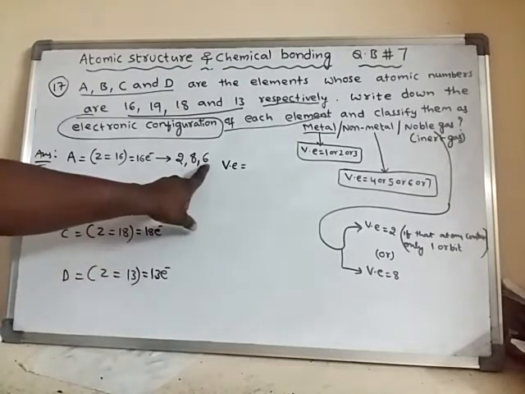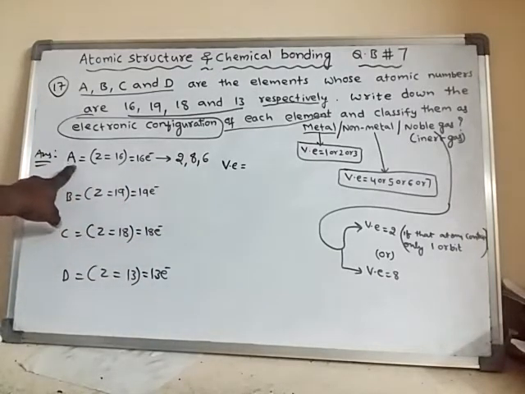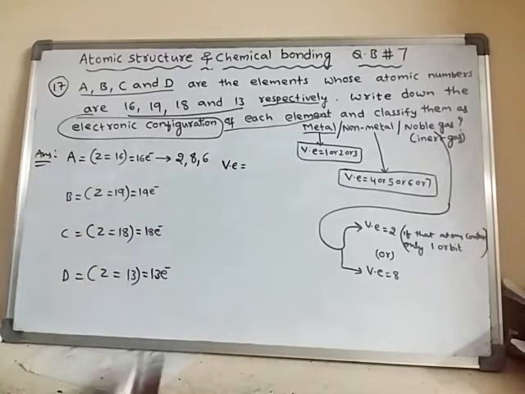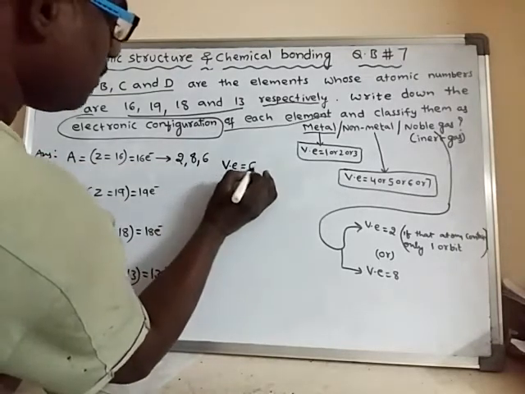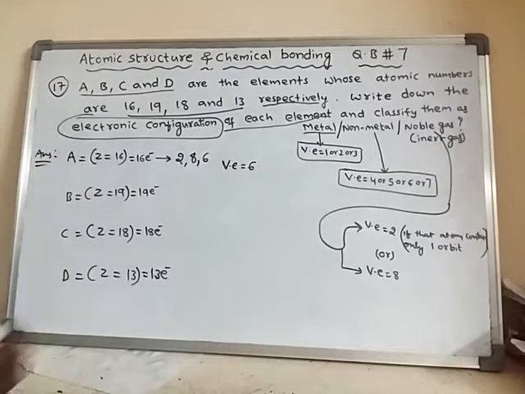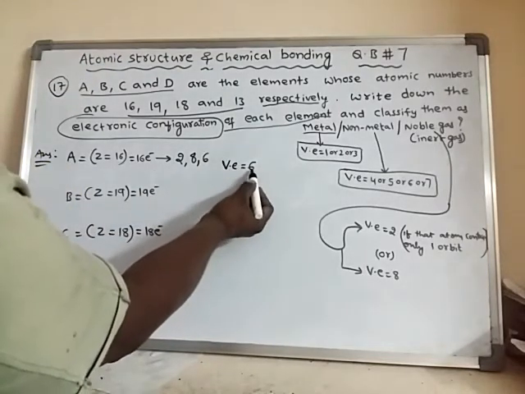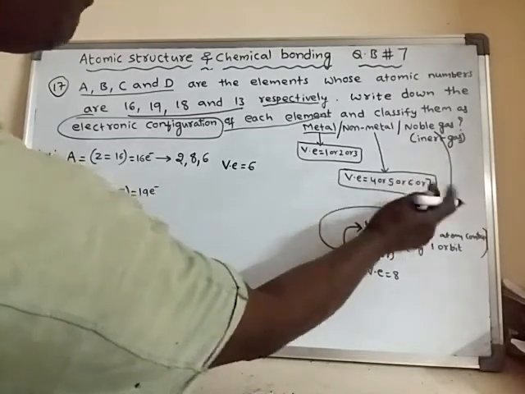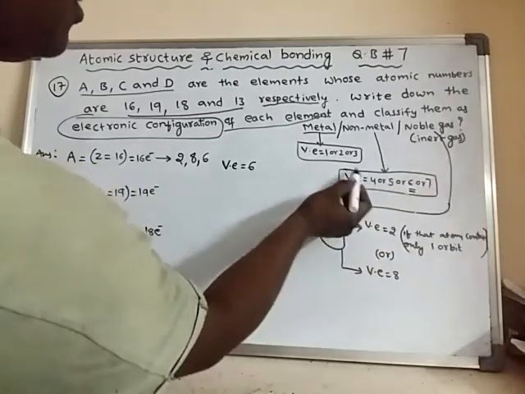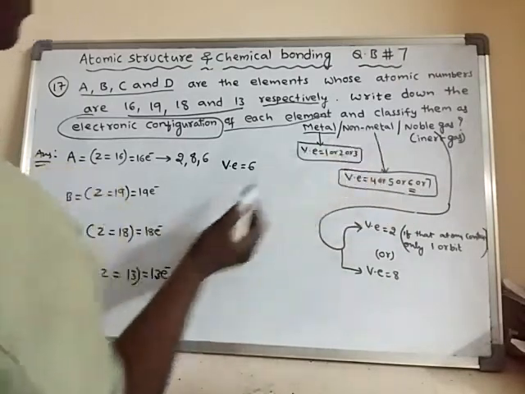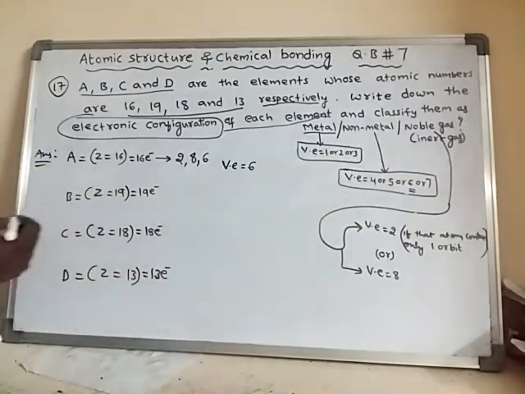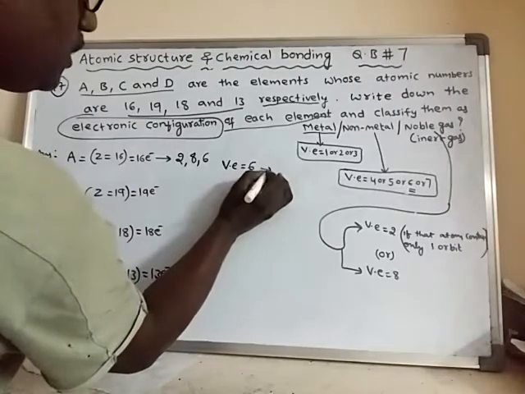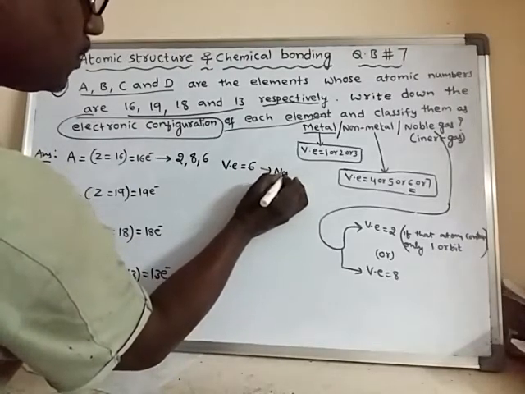How many valence electrons are present in the atom of element A? There are only 6 electrons, hence valence electrons are 6 in number. If valence electrons are 6 in number, then it is said to be a non-metal atom. So A is a non-metal atom.